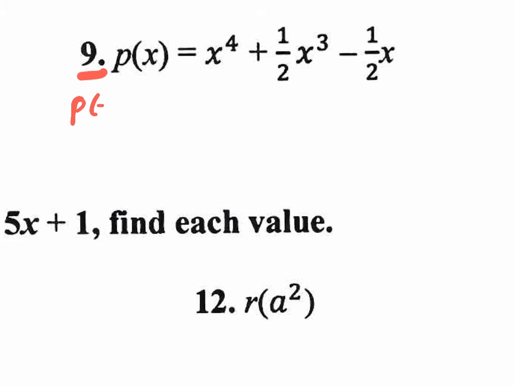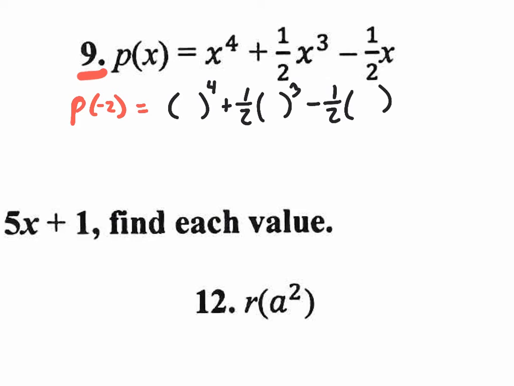So p of negative 2, what does that mean? You're going to plug in the negative 2 wherever your x's are at. So let's first rewrite it as x to the 4th plus 1/2 x to the 3rd minus 1/2 x. So we're replacing the x with parentheses. That way we could easily plug in this negative 2 right in there. So negative 2 right in there, negative 2 right there, and negative 2 right there. And then it's just a question of doing the math, right? PEMDAS, what's the first thing you do?